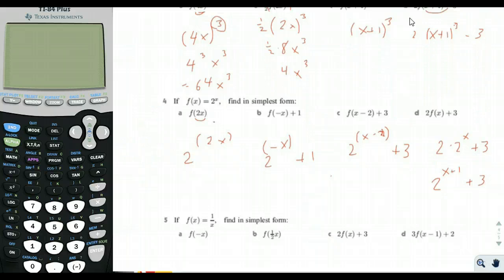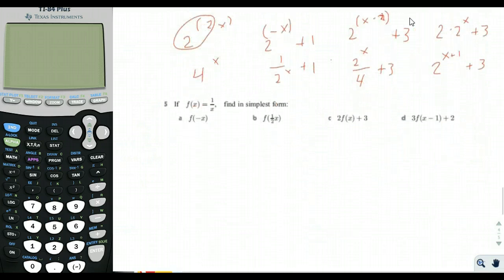I guess with all these, you could do things like change that to 4 to the x, for example. You could do 2 squared. Here you could say, and that's 1 over 2 to the x plus 1. Here you could say 2 to the x minus 2 is the same thing as 2 to the x over 4 plus 3. Okay, I don't know if that makes them simpler or not.